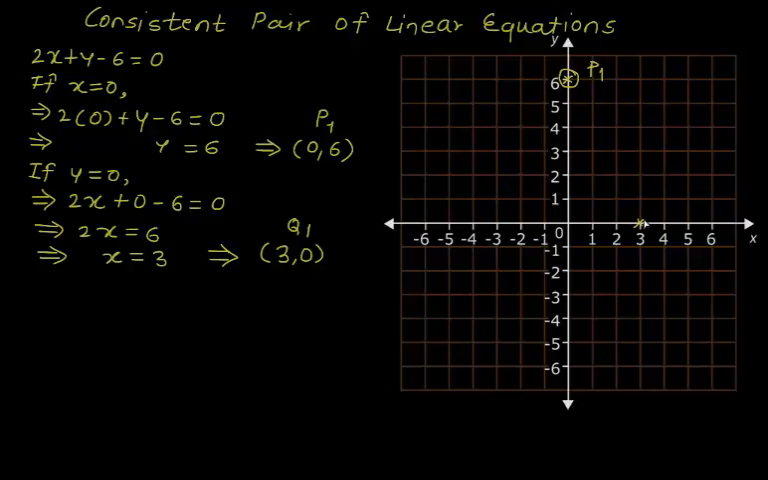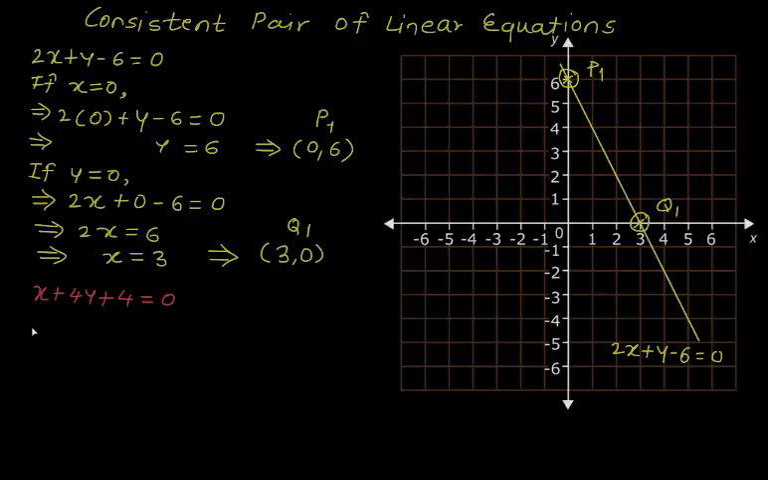The point is here. Now let's draw a line passing through P1 and Q1. So this is the line passing through points P1 and Q1. Now this line represents the linear equation 2x plus y minus 6 is equal to 0. Now let's take another linear equation. The linear equation is x plus 4y plus 4 is equal to 0.